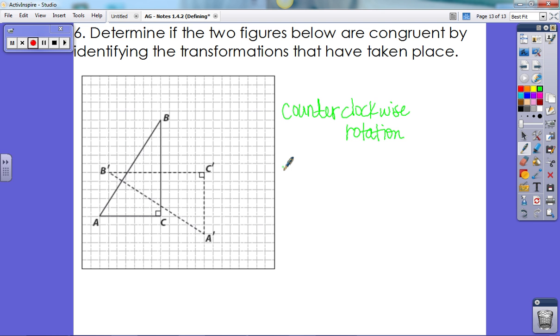So again, if I can take a figure and use these rigid motions, these translations, these rotations, and these reflections, in order to map a figure onto a different figure and they fit perfectly, then I can prove that those two figures are congruent.